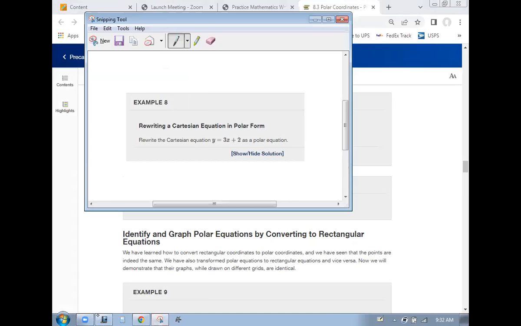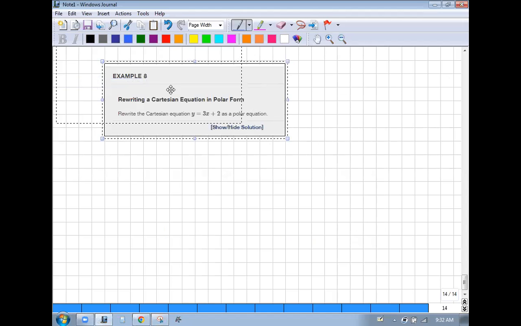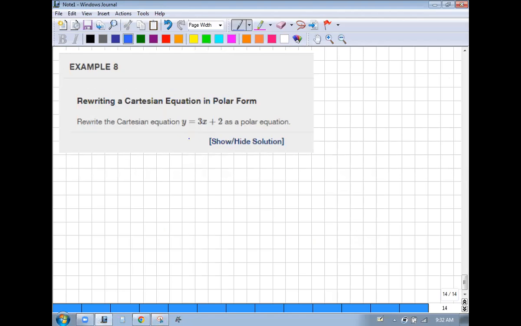So here's something in Cartesian. We want to go to polar. What does this look like? Y'all know this is a line, right? Here's our y-intercept, has a slope of 3, looks like that, right? So it's intuitive in Cartesian, right?